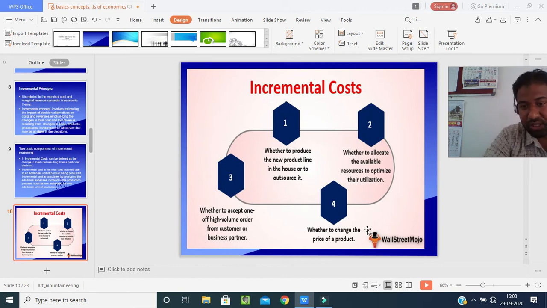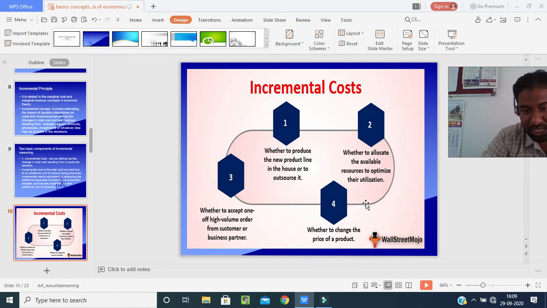Second step, whether to allocate the available resources to optimize their utilization or not. That means whatever resources we have, we should allocate or place them in the available places, and we have to optimize it and take care of it. And the third one, whether to accept a high-volume order from a customer or from a business partner. If it is good for us to go directly with the customer, or it is good to go with the business partner, which one is good for our business, we have to go for this process.